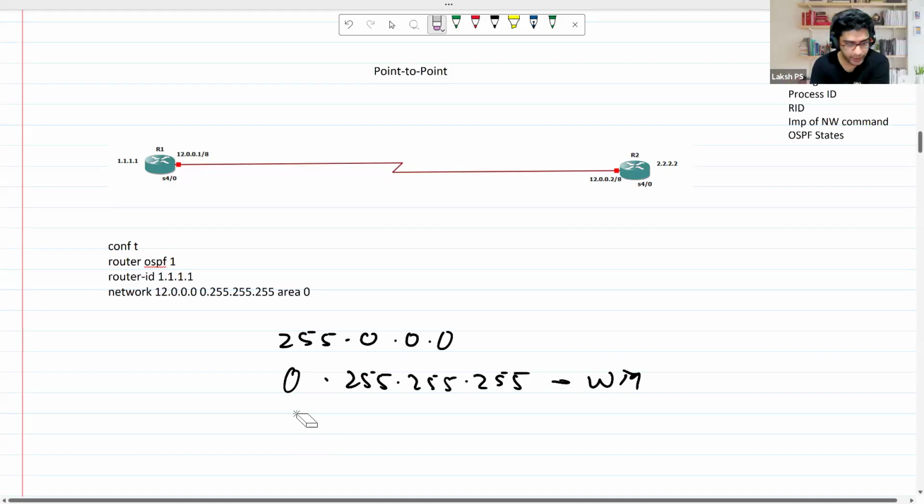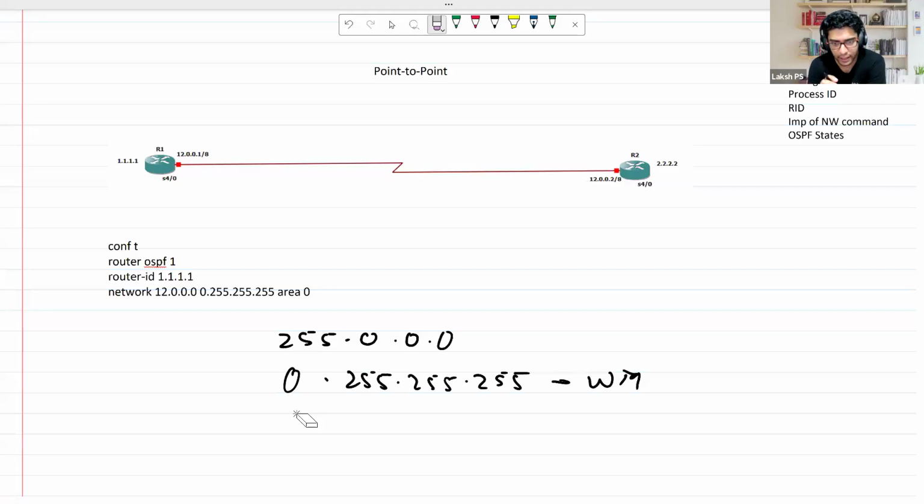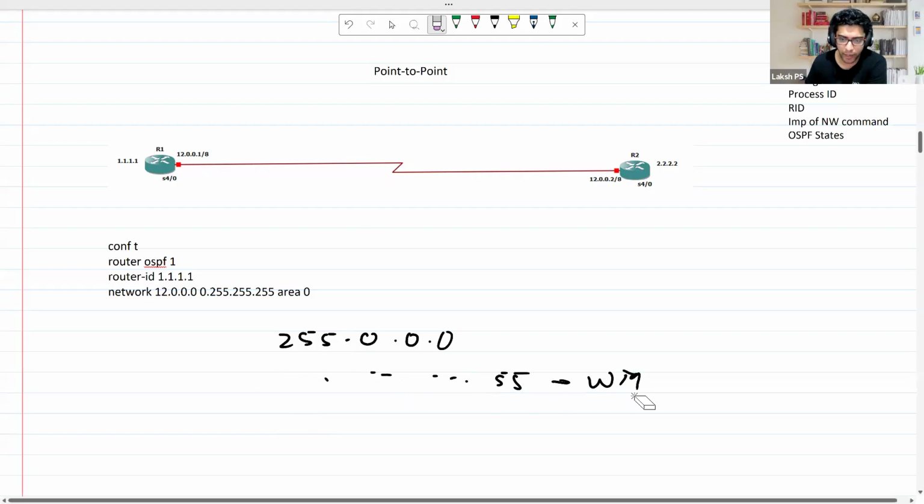I understood what you're saying, which is basically what we are going to see in the next thing, the significance of the network command. But my question is, why do we write 0.255.255.255? Why can't I just write the wildcard mask as 255.0.0.0?